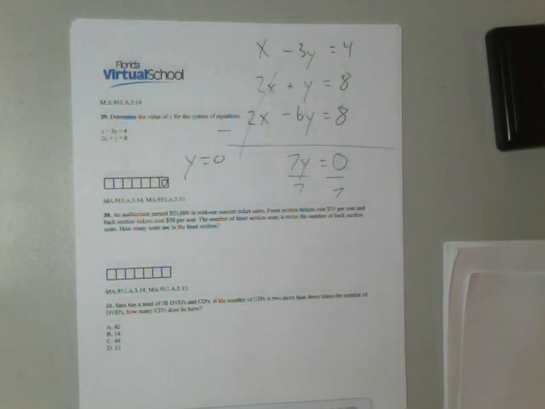Okay, so that was part 3. We did 21 through 29 on the end of course exam for Algebra 1, and we will pick up next time with problem 30. Thank you.